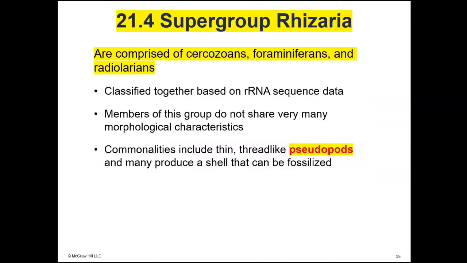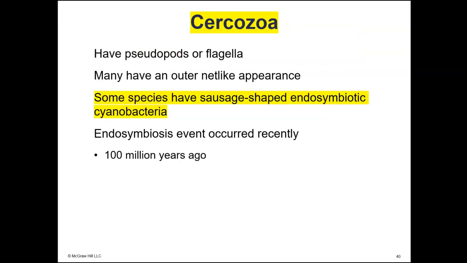And that was where we left off in class. So now we're going to talk about the supergroup Rosaria, which is composed of cercozoans, foraminiferans, and radiolarians. Now, one thing that they do have are false feet, or extensions called pseudopods. When we learn about the amoeba, they also have pseudopods, but the difference is the Rosaria have pseudopods and also have a shell, whereas amoeba do not.